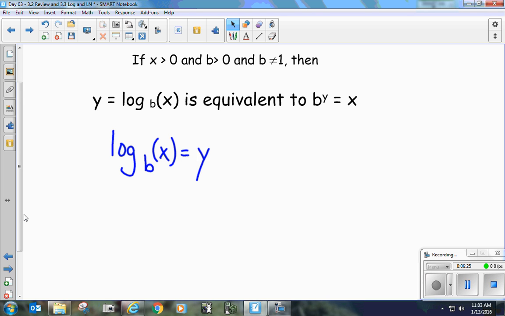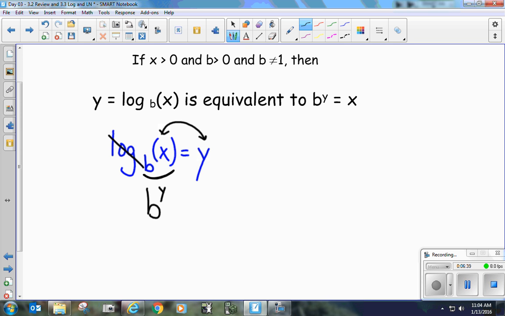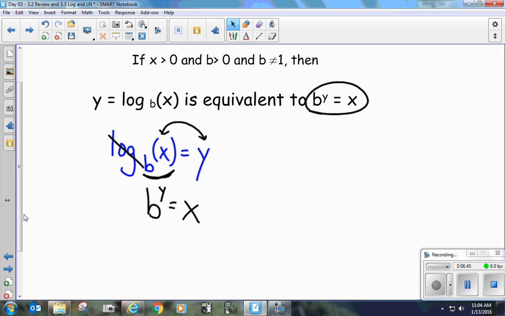She came up with a very simple way and did really well on this unit. She said, in order to lose the log, all I've got to do is switch this and this, and I lose the log. So now b has y as an exponent, because doesn't that look like the y is the exponent here? And it equals x. Oh my goodness, look at that. Just switch those two and drop the log. Mahogany came up with it. Great.